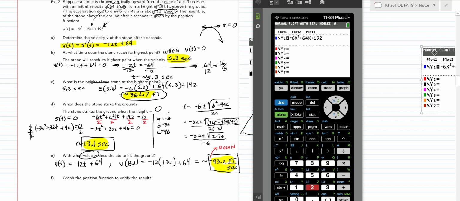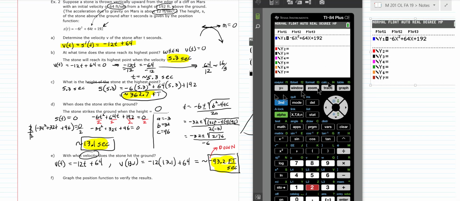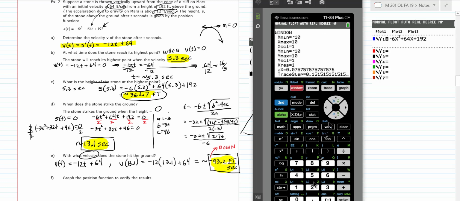So you want to get that put in. Now for a window, notice that we reached the ground at 13.1 seconds, so it makes sense to go from 0 to maybe about 14. The original height was 192, and that's going to be the y-intercept, so we need to choose a y value that's bigger than 192. Let's just say something like 300, and then scale it by 100.